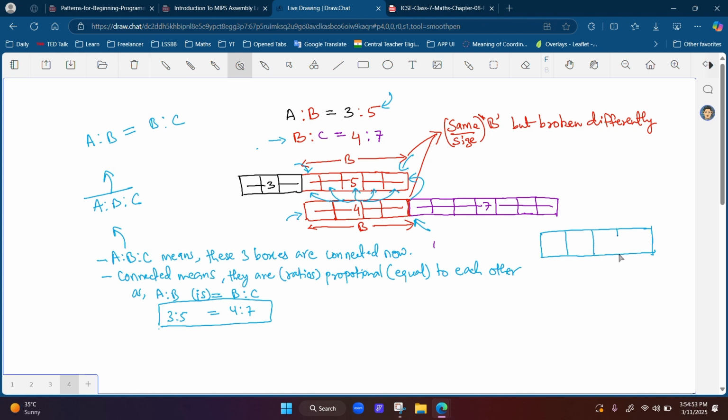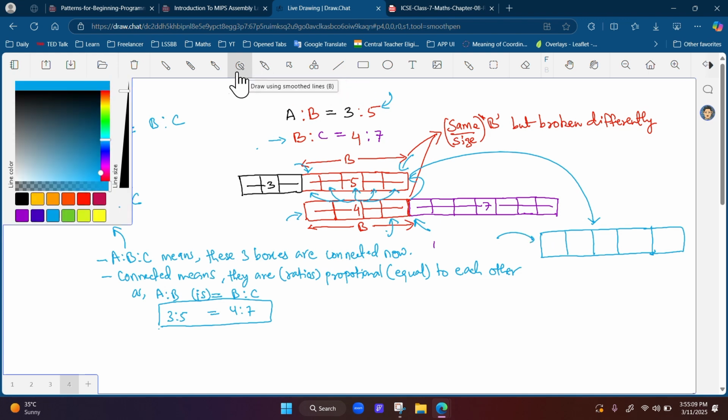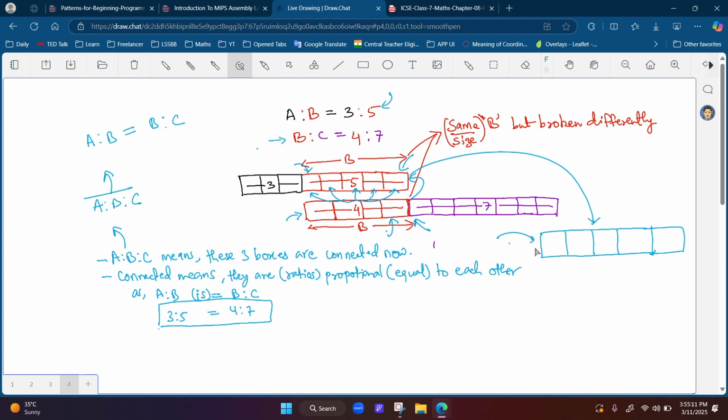Now this 5: 1, 2, 3, 4, 5. This blue represents this 5, which is B only. How do I fit this B again with 4 partitions inside this? Like this. One box came here. Look at the 4 partitions, 1, 2, 3, 4. And what are these 4 boxes? This is this B box.